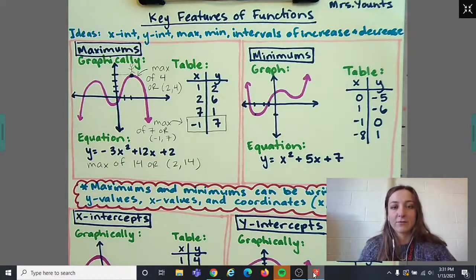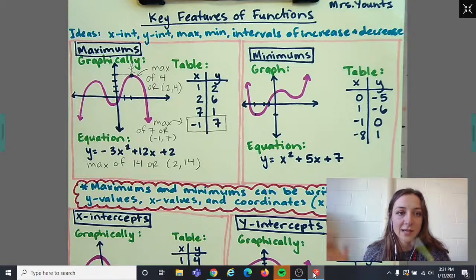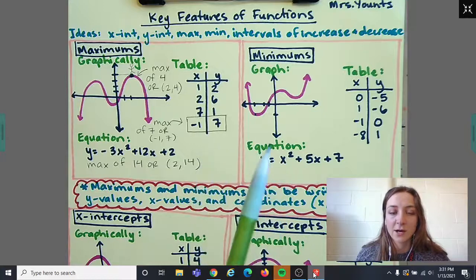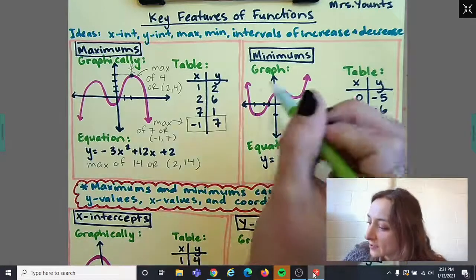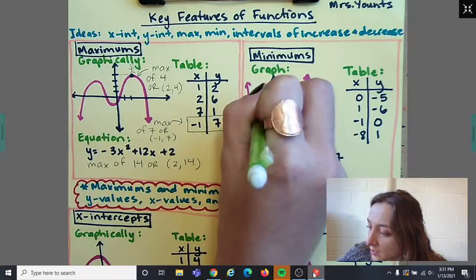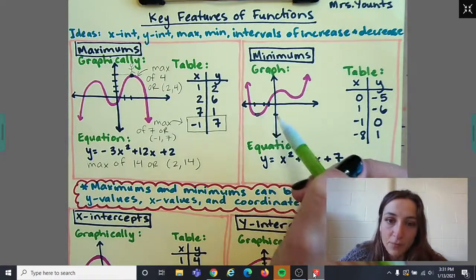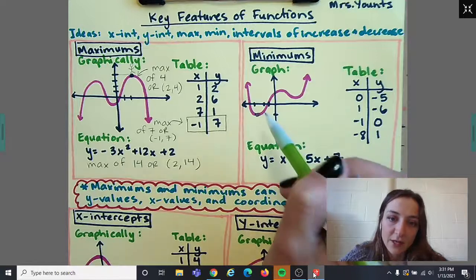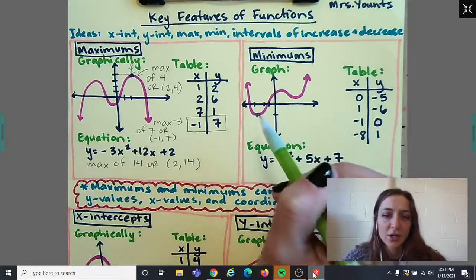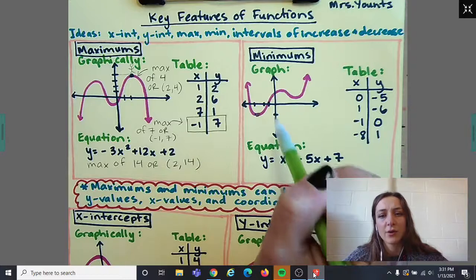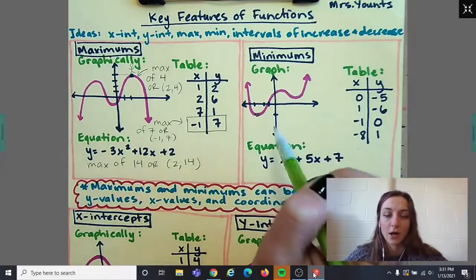Okay, so let's move on to our minimums. And just like with maximums, I said it was a mountain. With minimums, we're going to think about a valley. So we want the very lowest point on this graph, and the lowest point is occurring right here. And since we are looking at how low it's going, we're looking at it on the y-axis. So we're not really worried about the x-axis here. We just want to see how low is it going. So only looking at up and down.